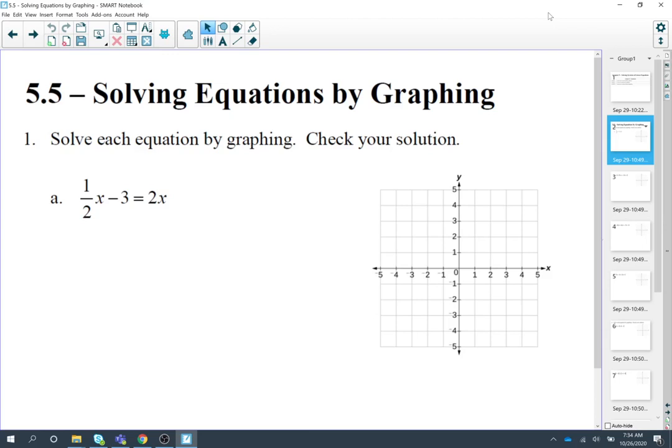5.5, solving equations by graphing. Example 1, solve each equation by graphing and check your solution. Now, take a look at letter A. We have 1/2 x minus 3 equals 2x.